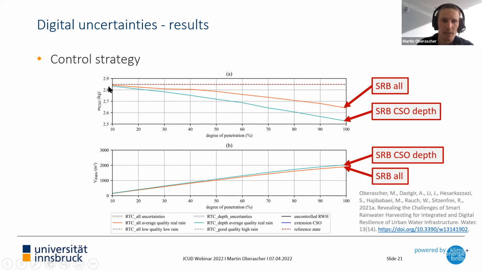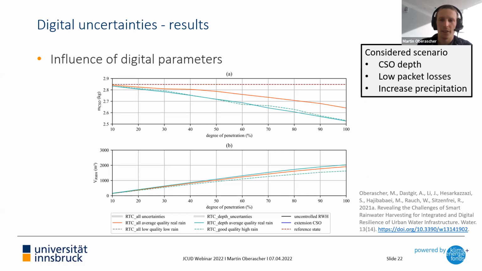So first of all, as already mentioned before, the control strategy has a big influence on the performance, and for the CSO volume, the coordinated control strategy has an advantage over the uncoordinated control strategy. But when you have a look at the rainwater harvesting, there are only little differences noticeable. The second is that the performance is also strongly depending on the considered scenario and also on the subsystem, either CSO or rainwater harvesting.